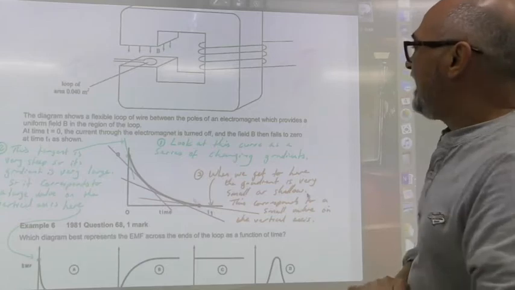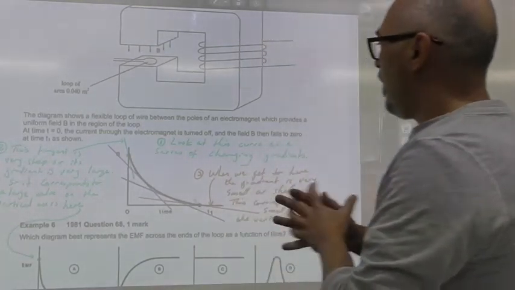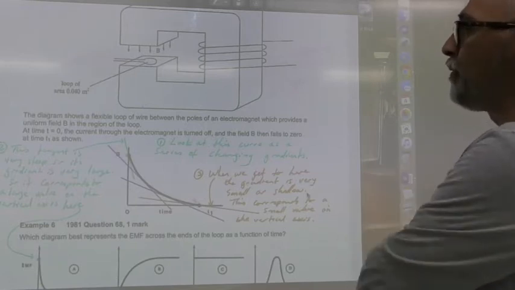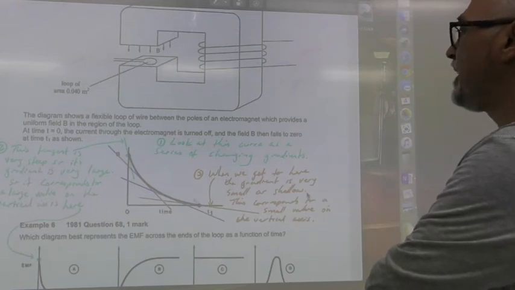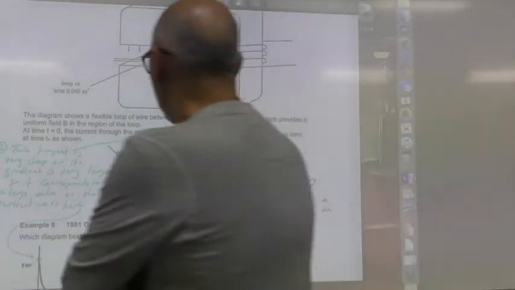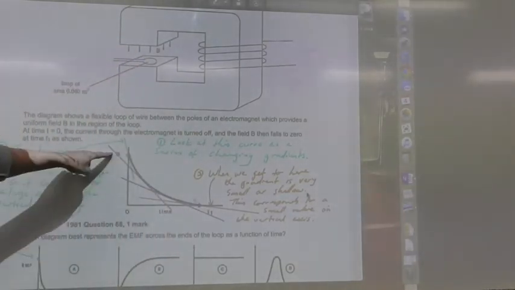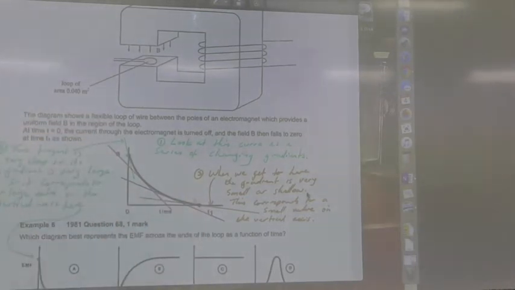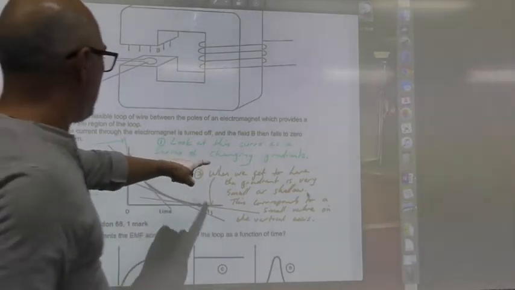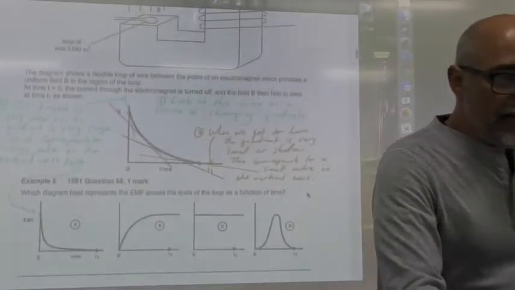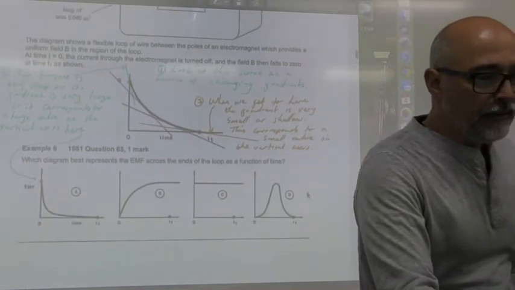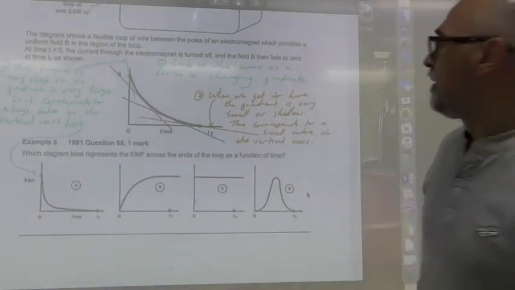In this situation, the diagram shows a flexible loop of wire between the poles of the electromagnet, which provides a uniform field B in the region of the loop. At time equals 0, the current through the electromagnet is turned off. So right now, you've got a magnetic field that drops to 0. Look at this curve as a series of changing gradients. So how do you know which graph represents this?